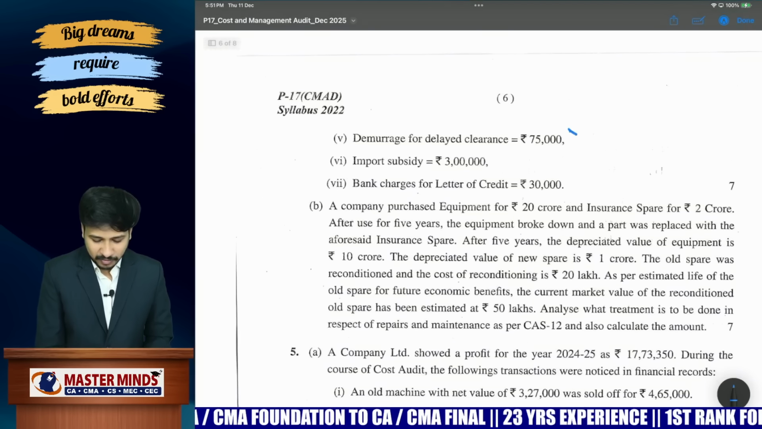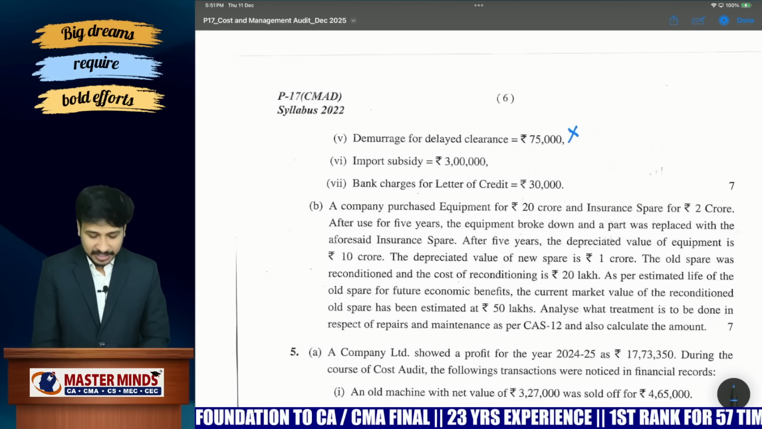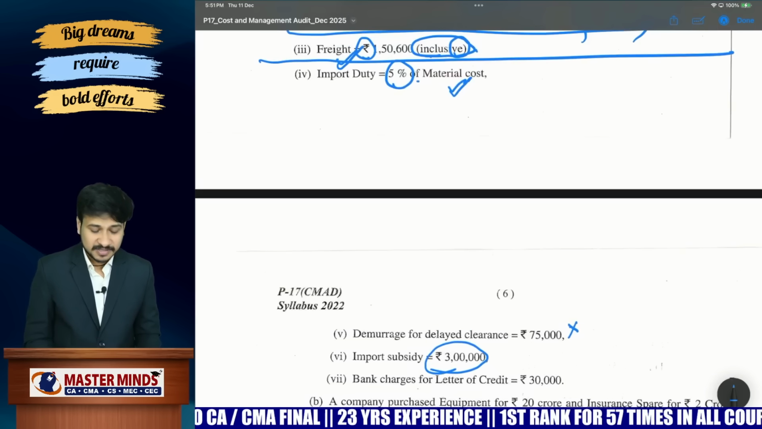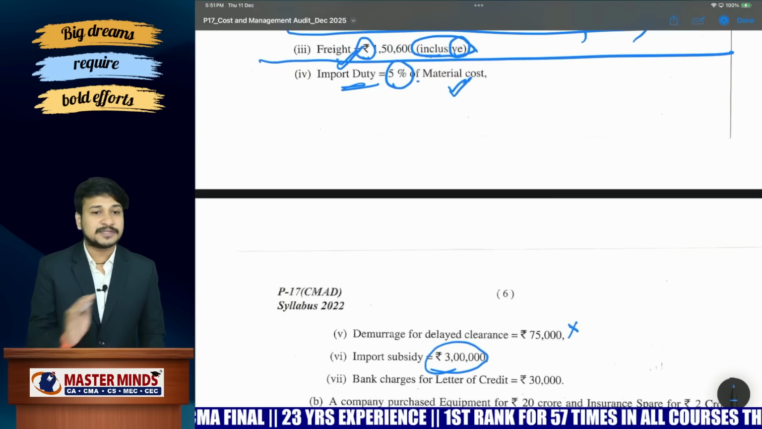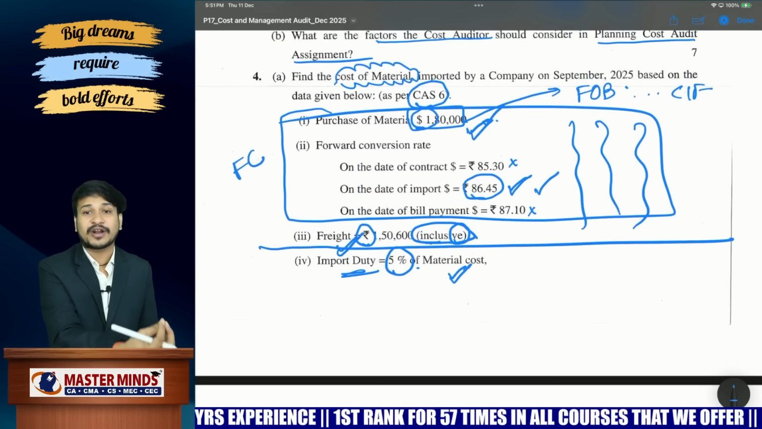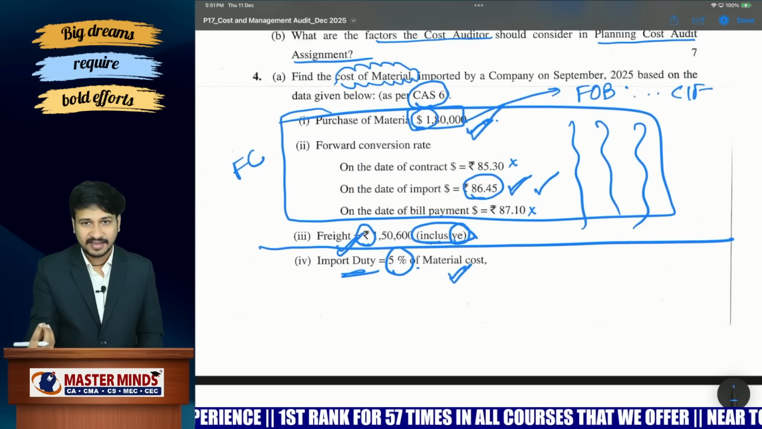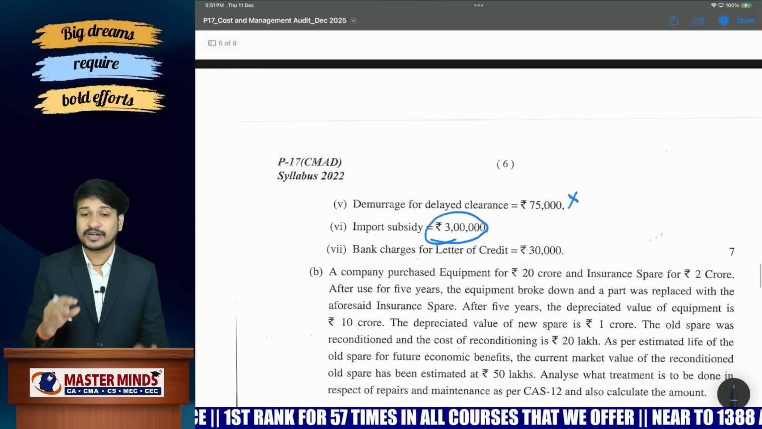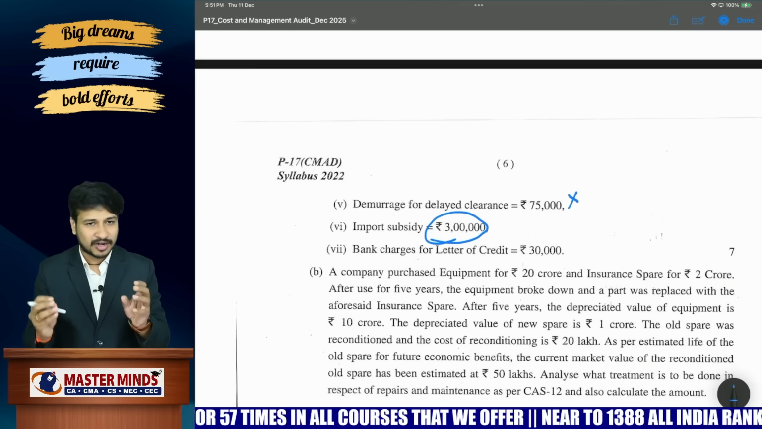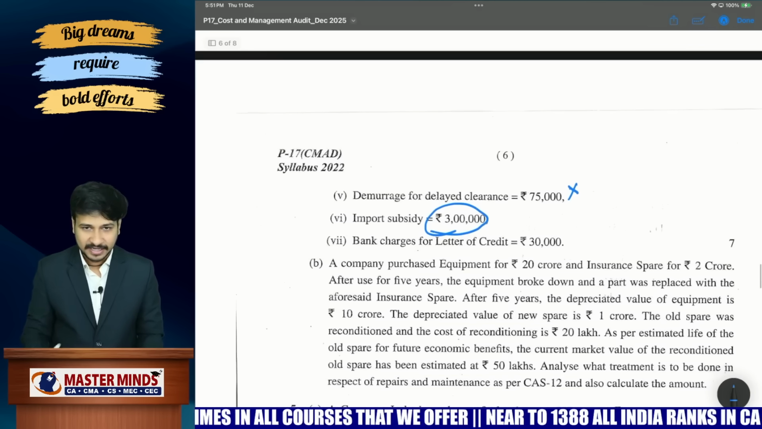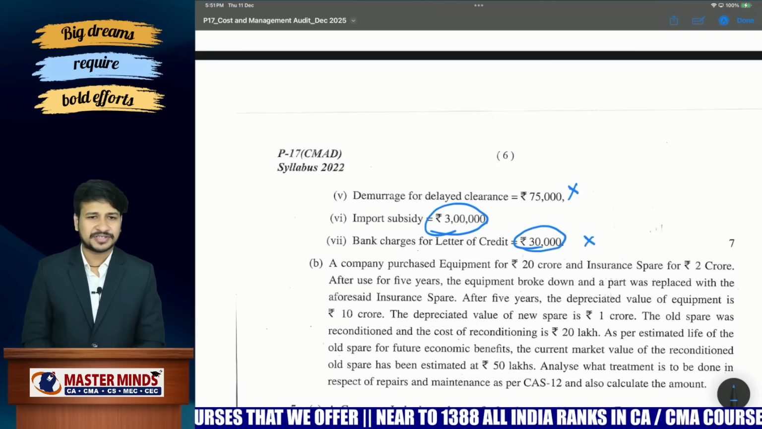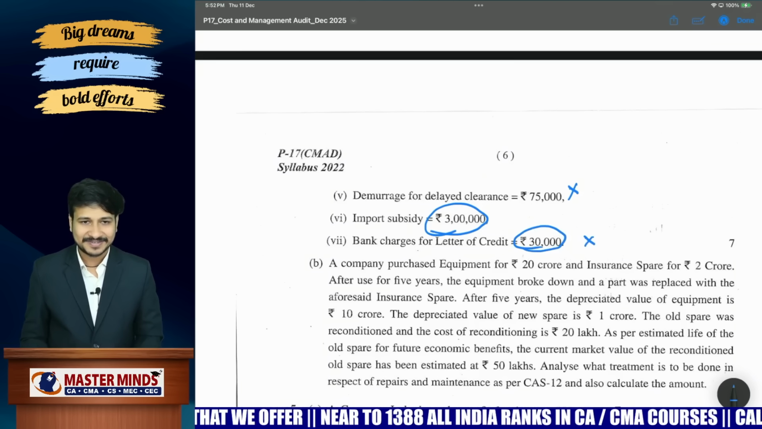Frankly speaking, you all know the demurrage charges will not be included at all. And coming to import subsidy, there are students who are confusing this import subsidy as relating to import duty. Import subsidy is not relating to import duty. Since you have imported the goods from the outside country, and then you have got the subsidy, import subsidy has to be deducted from the final cost of your material. And last but not least, bank charges for letter of credit. Bank charges are administrative in nature and hence are not to be included.